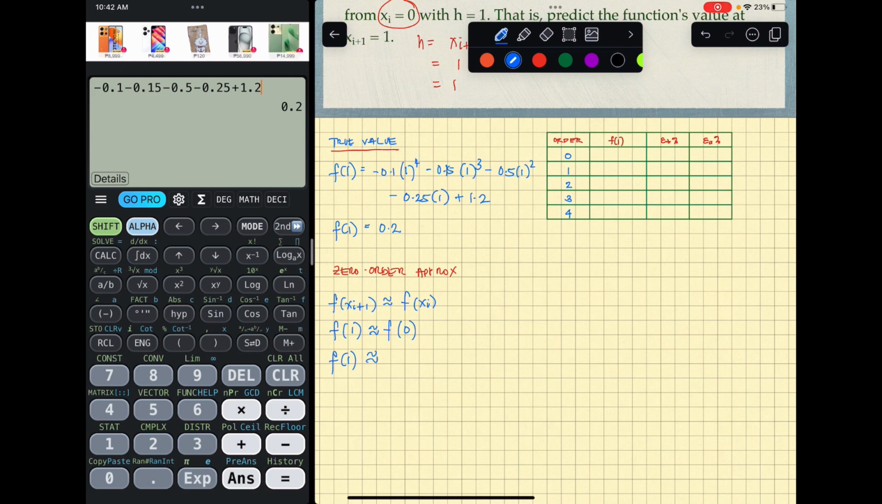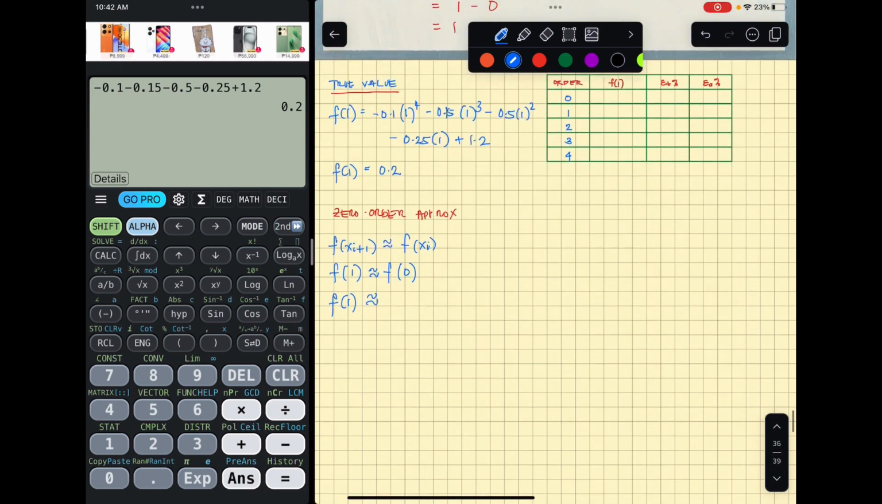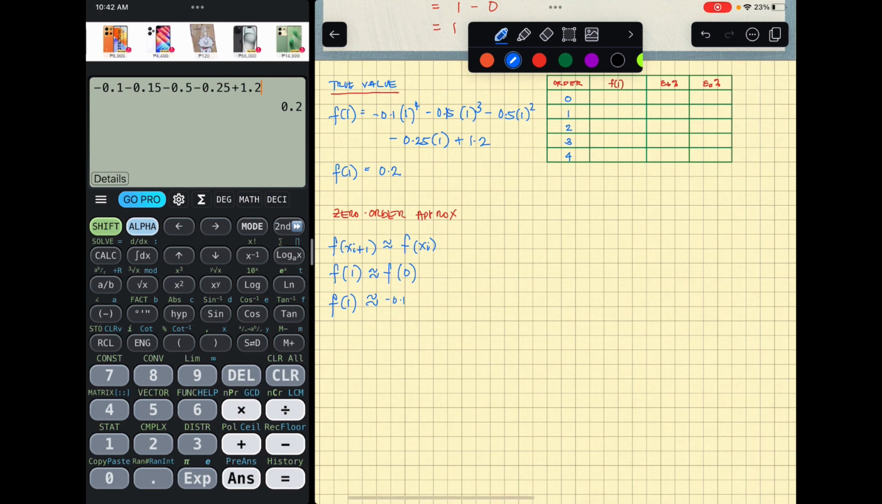Using the same function, f of 0 is negative 0.1 times 0 raised to 4, minus 0.15 times 0 cubed, minus 0.5 times 0 squared, minus 0.25 times 0, plus 1.2. Everything is 0, so therefore this would be 1.2. So for the zero order approximation, this is 1.2.